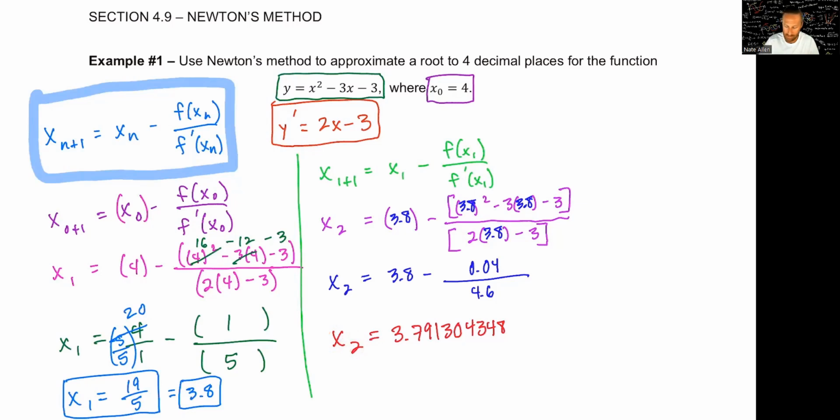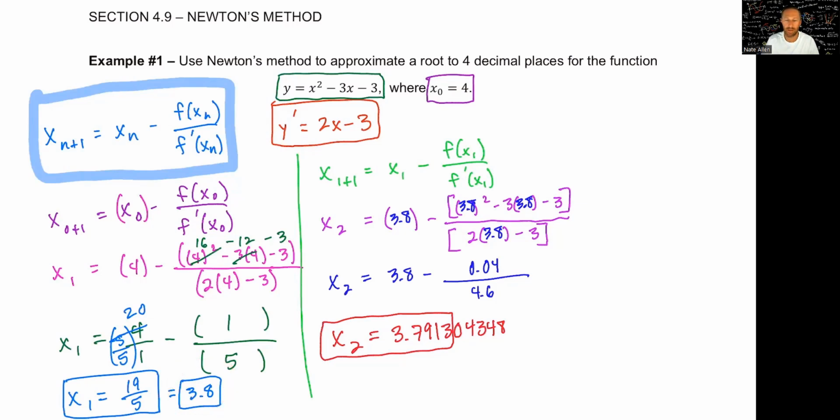And since it asked us to find or approximate the root to 4 decimal places, we would go 1, 2, 3, 4 and look at the 5th and see that we would keep it there. So our final answer would be pretty close to what we got the very first iteration.